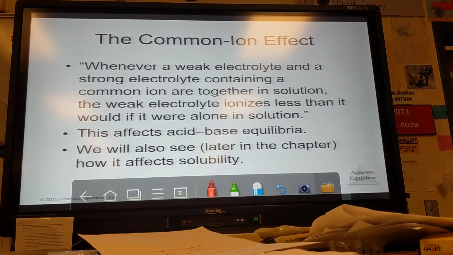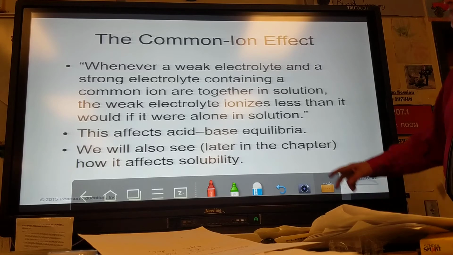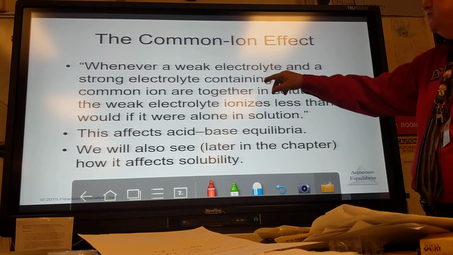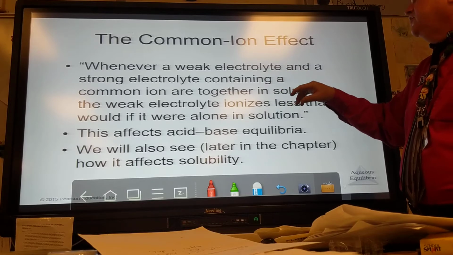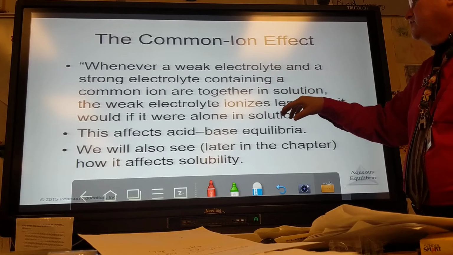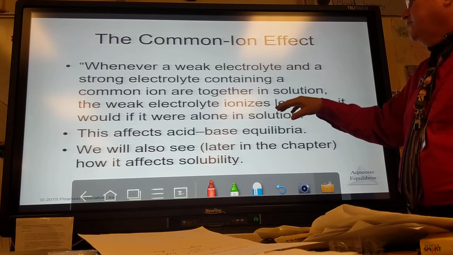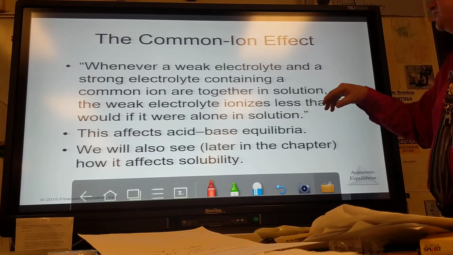Alright, this is going to be a short video on common ion effect. And what is a common ion effect? This actually comes from Le Chatelier's principle. It says whenever you have a weak electrolyte and a strong electrolyte containing a common ion together in a solution, the weak electrolyte ionizes less than it would if it were alone in the solution.